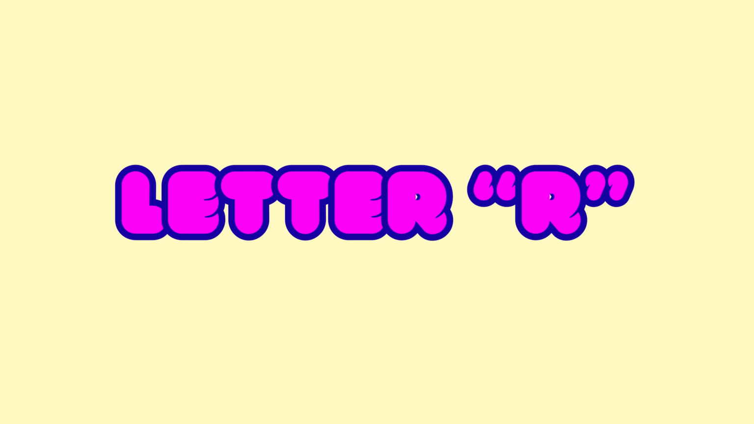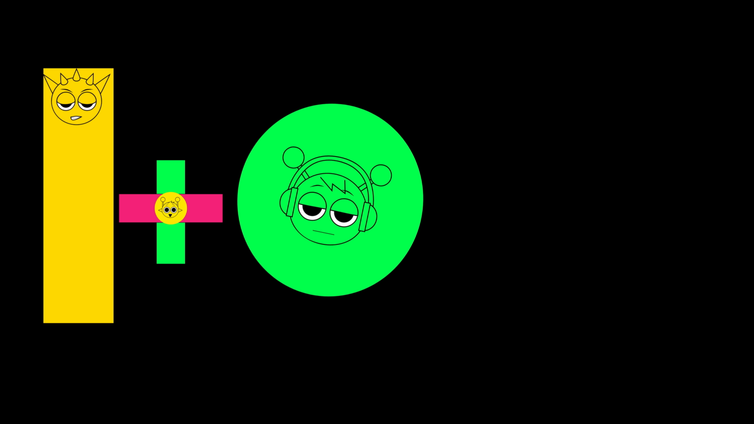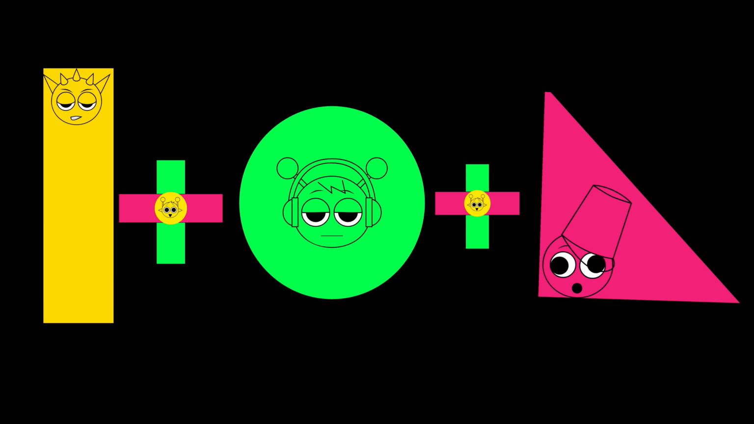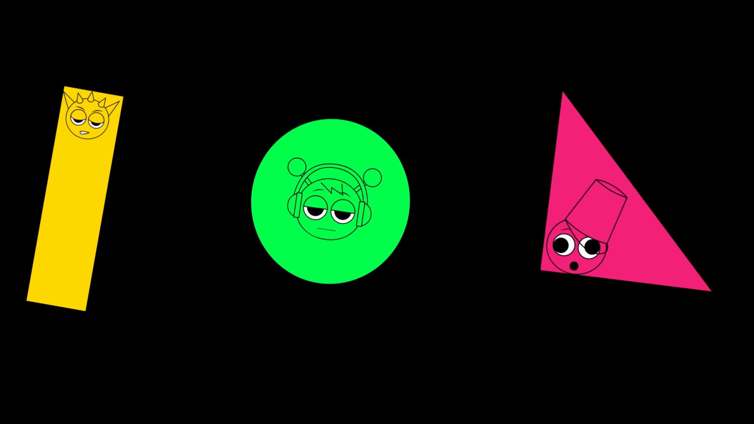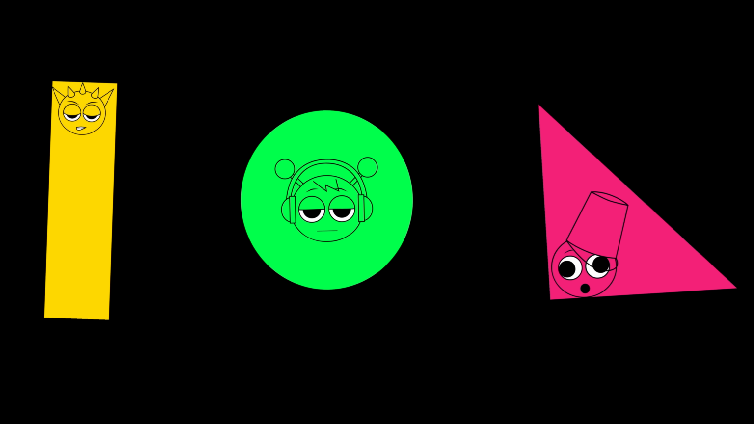Next, make the alphabet letter R. Rectangle. Plus. Circle. Plus. Triangle. Look at the rectangle, circle, and triangle. When we put them together, they make the letter R.